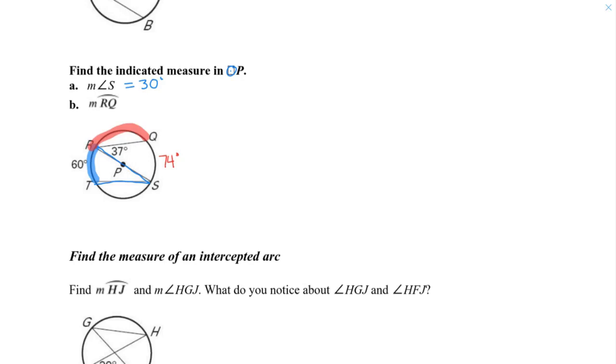You'll then notice that RS is actually a diameter of the circle. So we know that RQ and QS are going to have to total 180 degrees since that's going to form a semicircle. So what we can do then is just subtract the 74 from 180 to get a measure of 106 degrees.